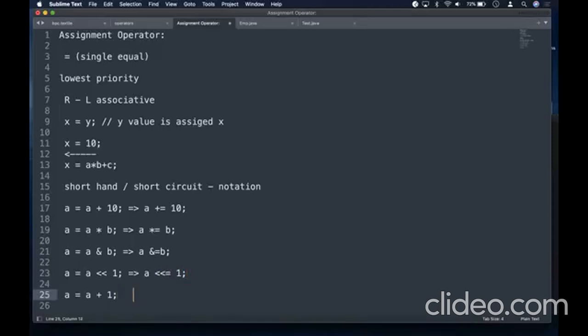So the operator will come first, then the equal operator, the assignment operator. So a equal to a plus 1 can be written like this: a plus equal to 1. This is what shorthand or short circuit notation is.